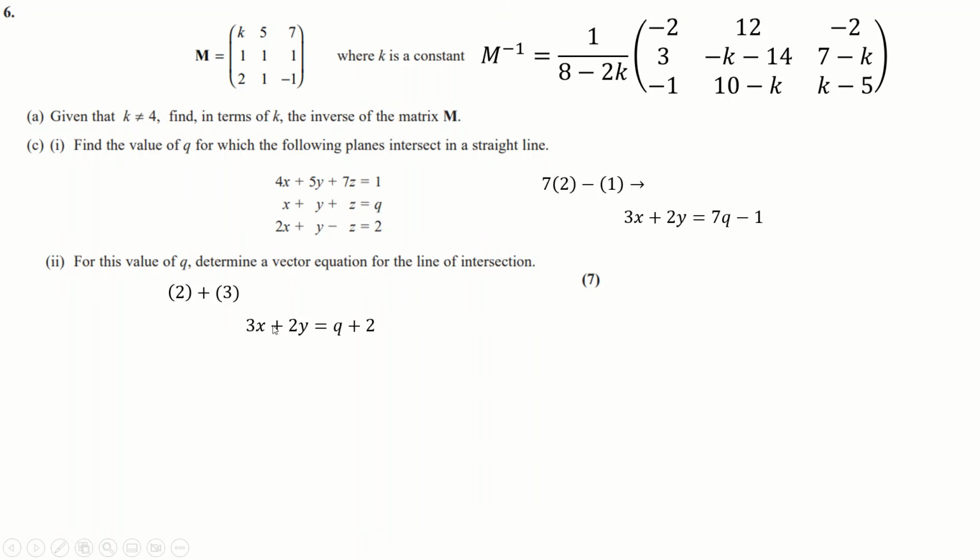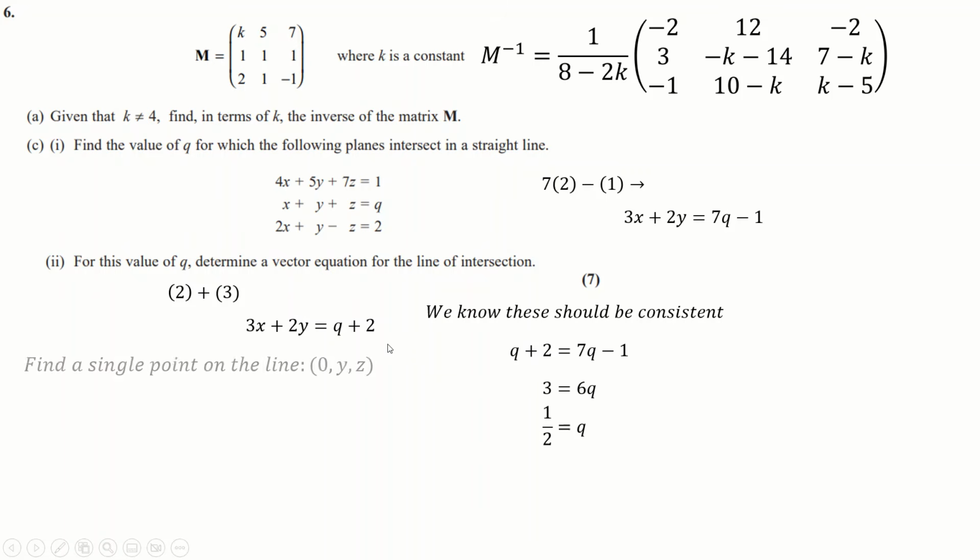And now we have the same 3x plus 2y here. But if they meet in a straight line, that means the situation is consistent, which means that this thing must be equal to this thing, because they've told us this is a consistent equation. So this number must be equal to that number, which makes q a half. So we've solved for q as a half.